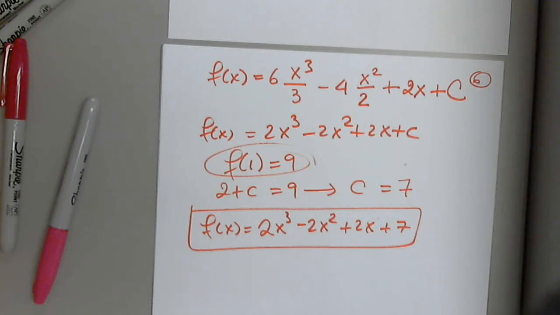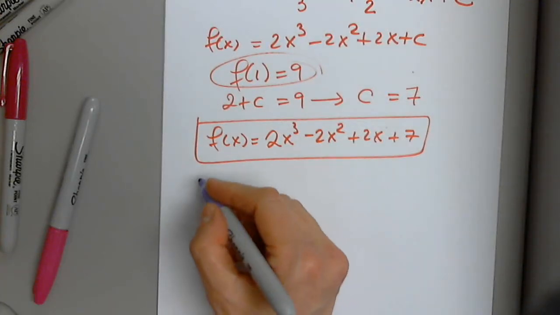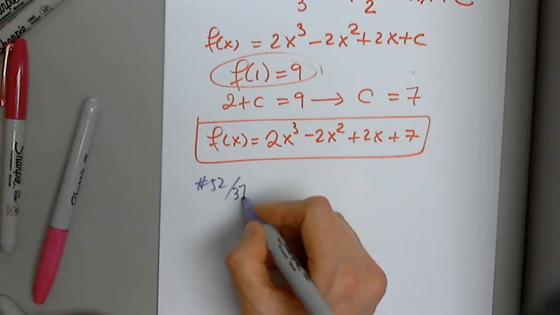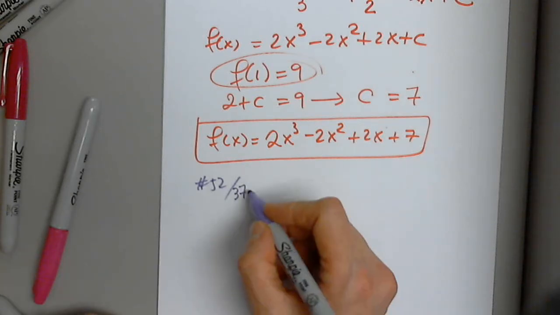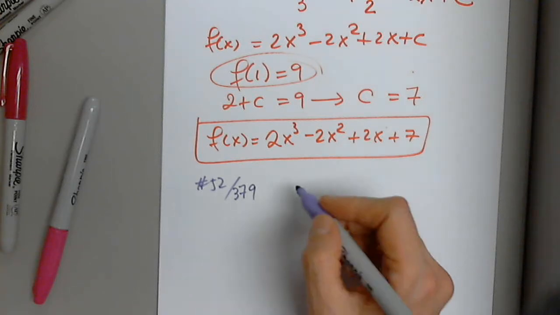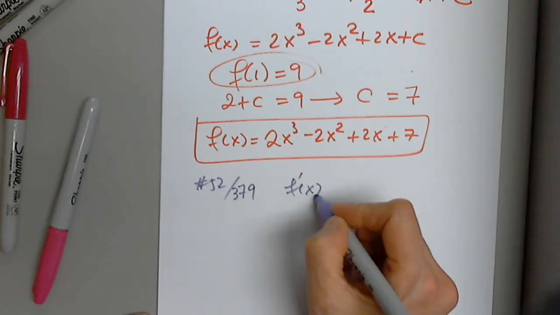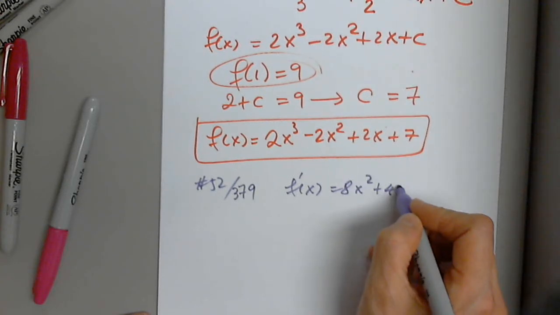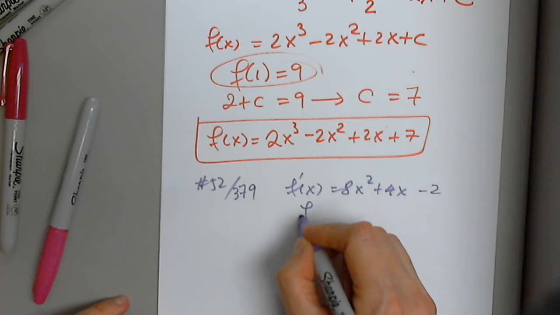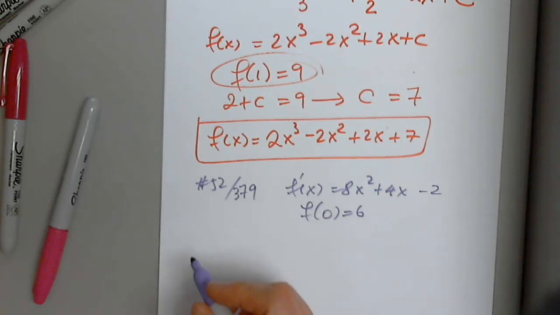Okay, so let's look at 52, same page, 379. f prime of x is 8x squared plus 4x minus 2. And we are given f of 0 is 6. When you are ready, please tell me what to write for f.